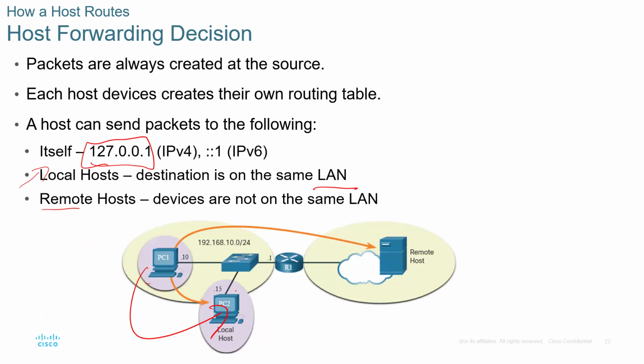Lastly, remote. We are sending to another network. We have a router there. It means we have different networks, this one and this one. If you are sending remotely, then you need a layer 3 device. So a host can send packets via the following: to itself, loopback, to a local host, then to a remote network.